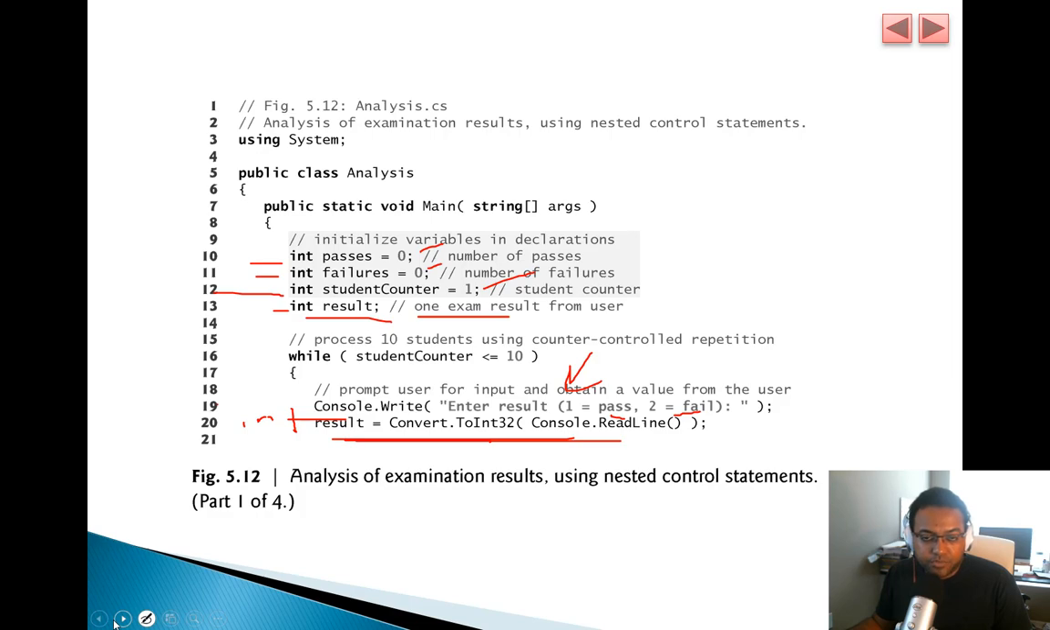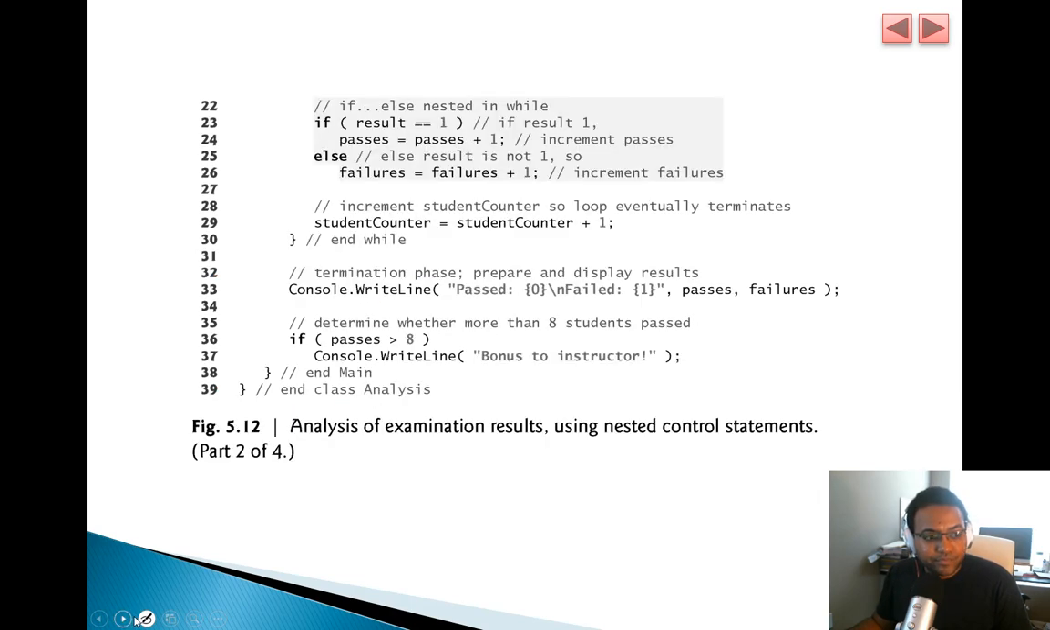You don't have to, but I would only convert the value that I get back from ReadLine to an integer if I need to do a mathematical computation on it. If I don't, then it really doesn't matter. So if the result equals 1, I want you to increment passes by 1.